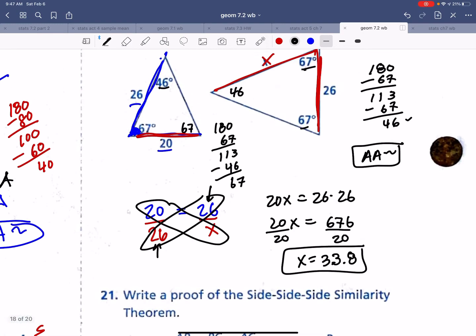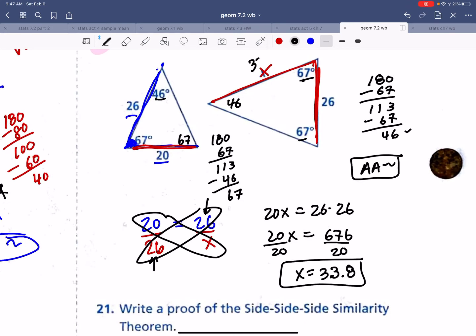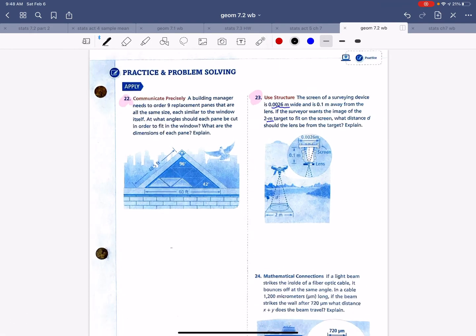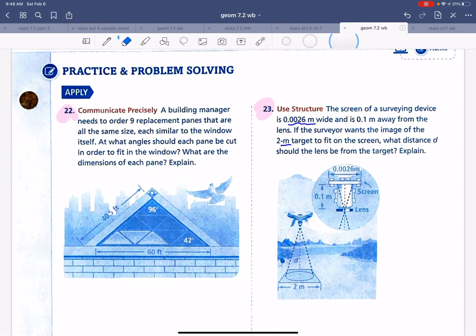And we always double check for reasonableness. So with 33.8, so 20 and 26 is a little bit bigger. 26 and 33.8 is a little bit bigger. We like it. Nice. All right. And then on the next page, they asked us to do 22 and 23.